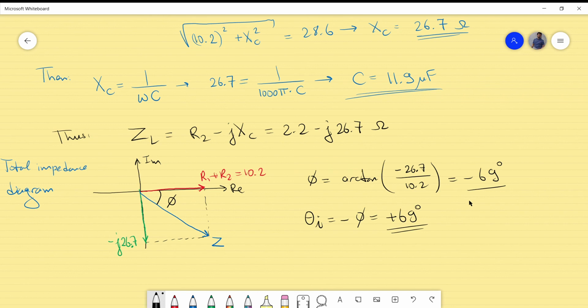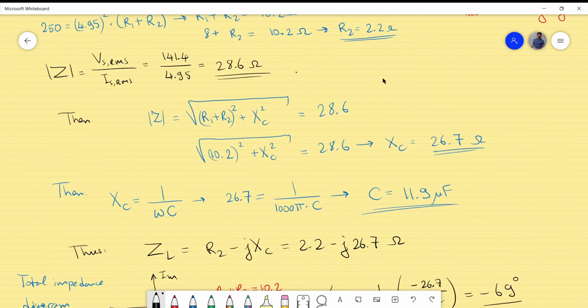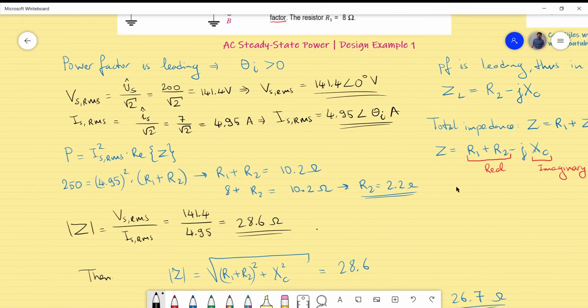Alright, this was design example number 1 about AC steady state power analysis. I hope this adds valuable information about how to design this kind of circuits and how you can tackle this kind of questions.